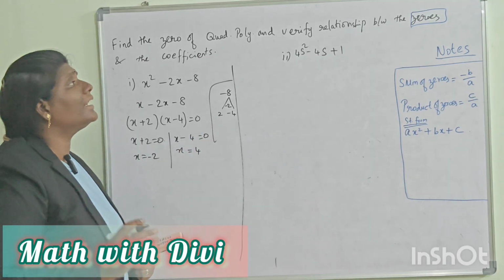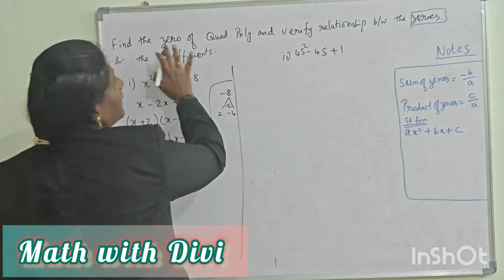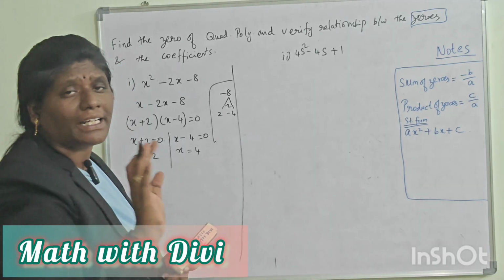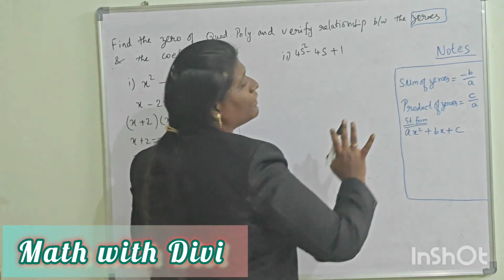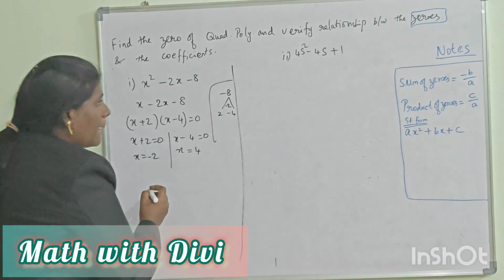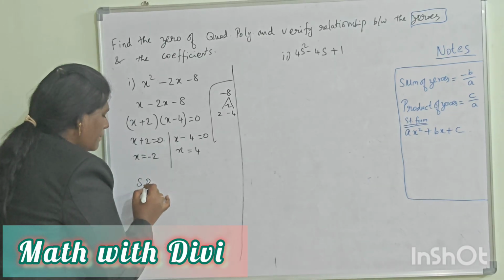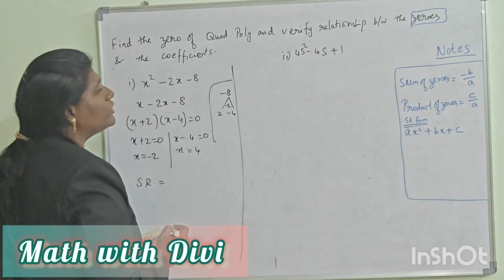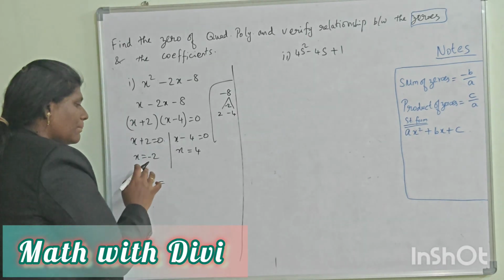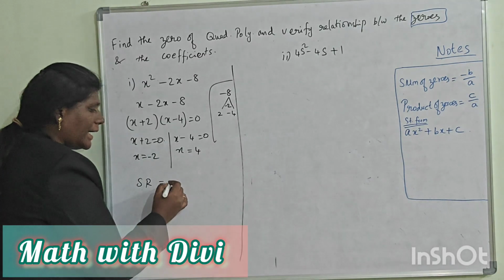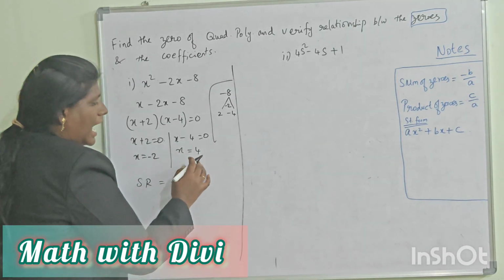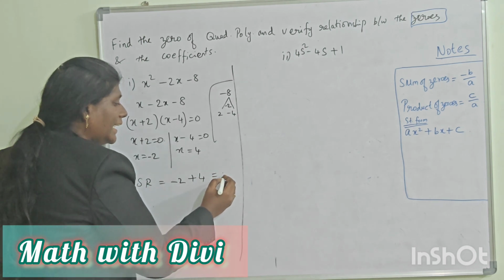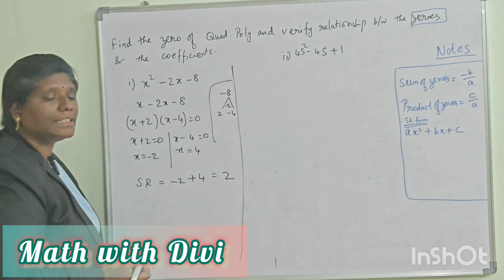Till that we explained clearly. And they are telling to find the zeros. We found them. And verify the relation between them. The relationship is nothing but this formula. Understand? Sum of zeros, or sum of roots. What is the sum of zeros? One zero is minus 2. Another zero is plus 4. If we add this, what are we getting? We are getting 2 as the answer.